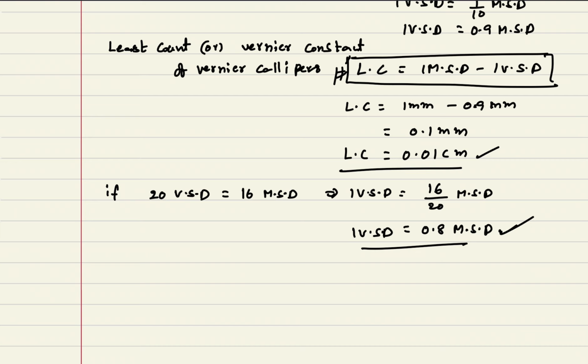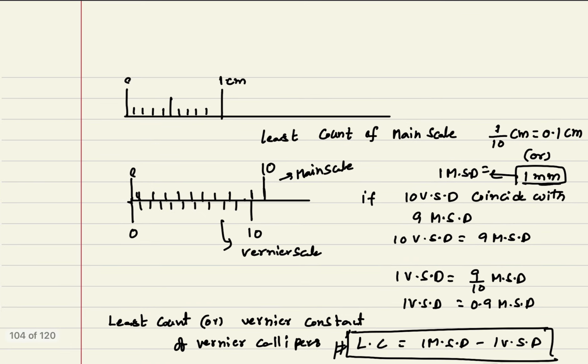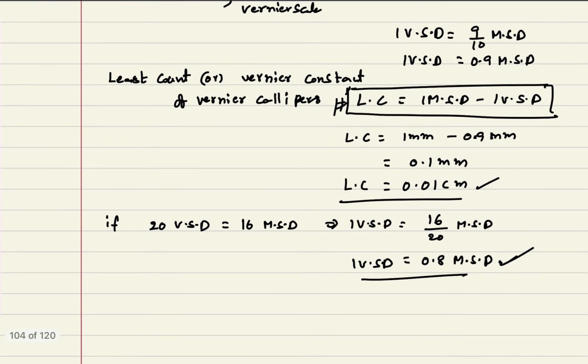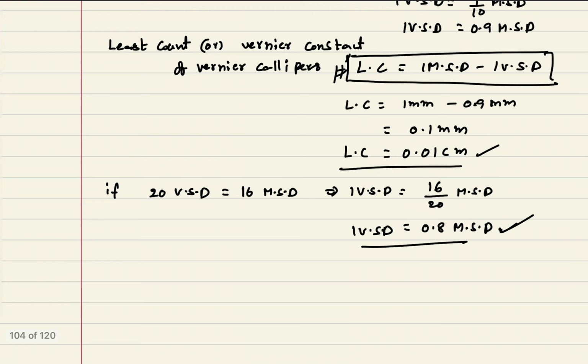Next one, we can see 1 VSD is nothing but each division on the vernier scale. I am telling that 10 divisions are there. Each division, how much distance is there, or what is the reading of each division? That is the meaning. So least count is nothing but 1 MSD minus 1 VSD only, you will use. Generally for solving problems, sometimes they will ask for least count. That's why I'm telling the least count formula. If any diagrams are given, then there is no need of all these things actually.